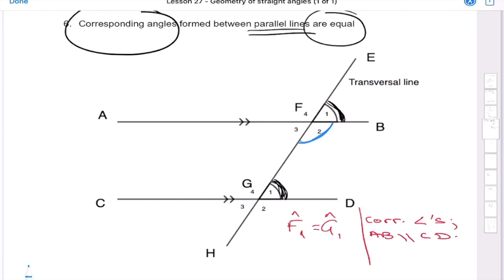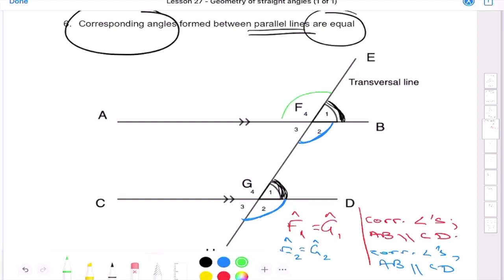That angle F2 and this angle G2 are also corresponding because do you see that the two angles are sitting below the parallels to the right of the transversal. So we say angle F2 is equal to angle G2, and our reason is these are corresponding angles, and then we state the parallel sides. AB is parallel to CD.